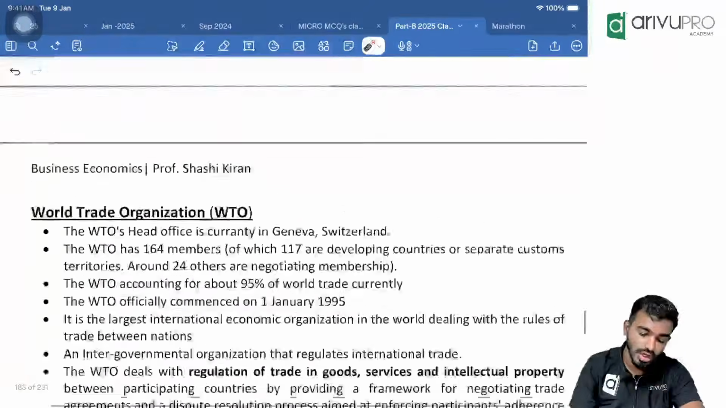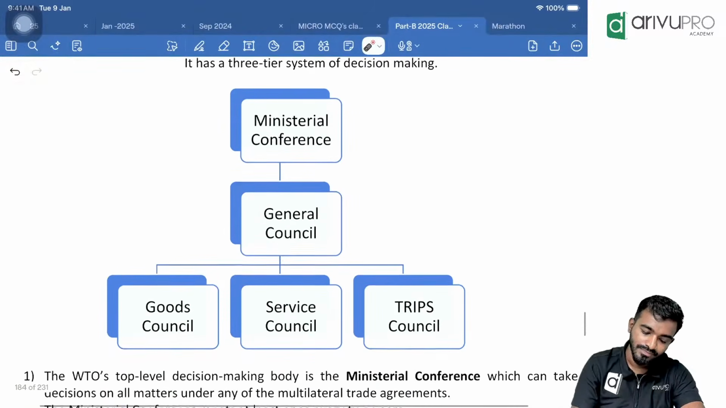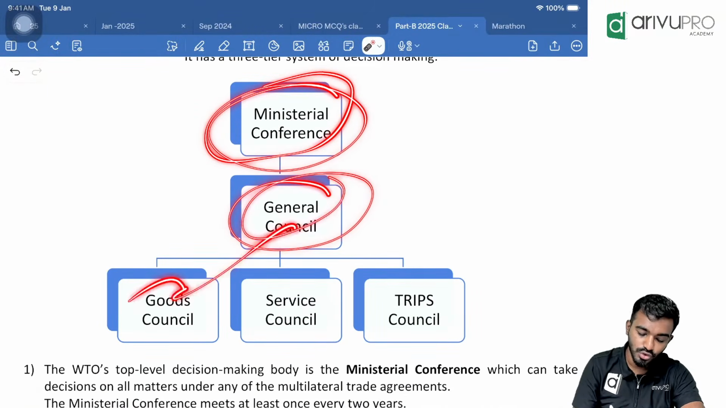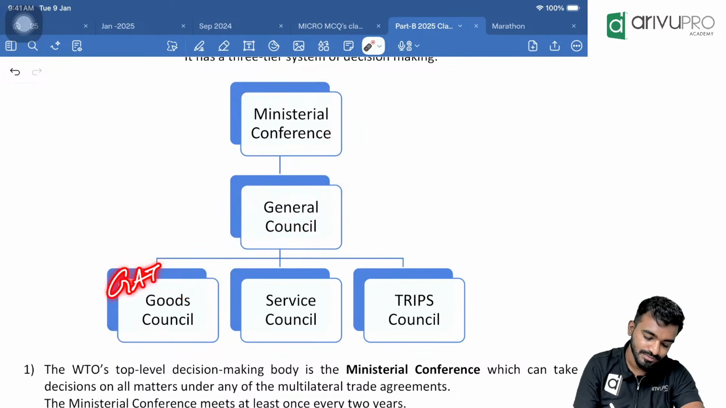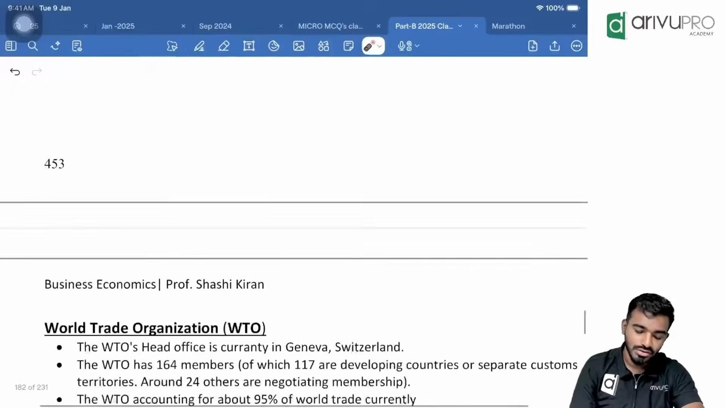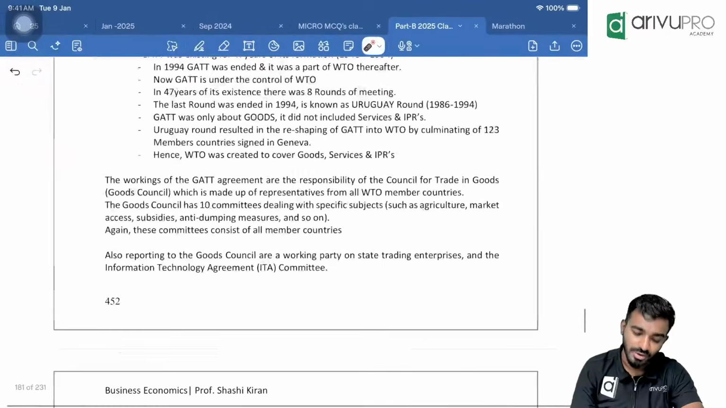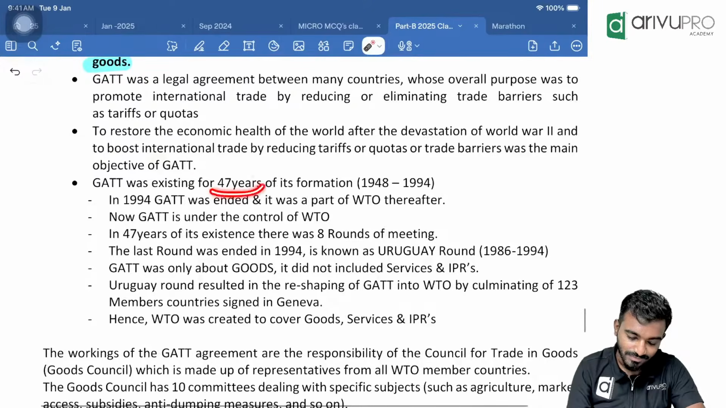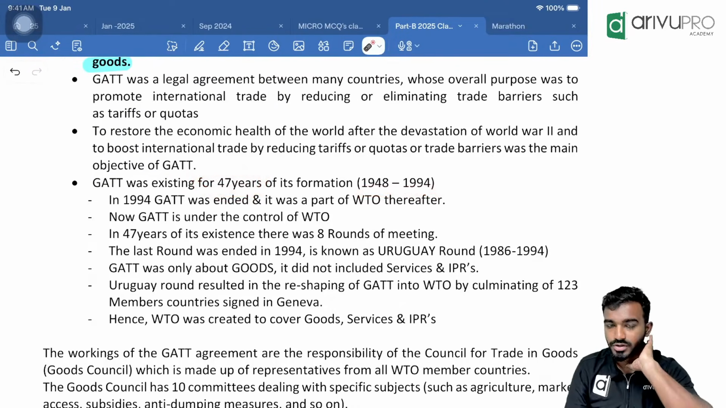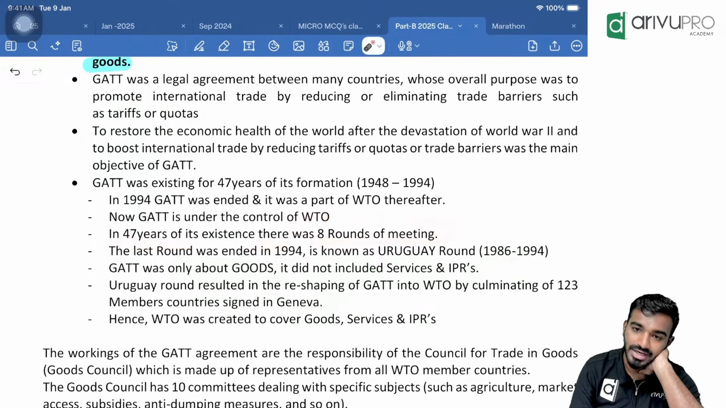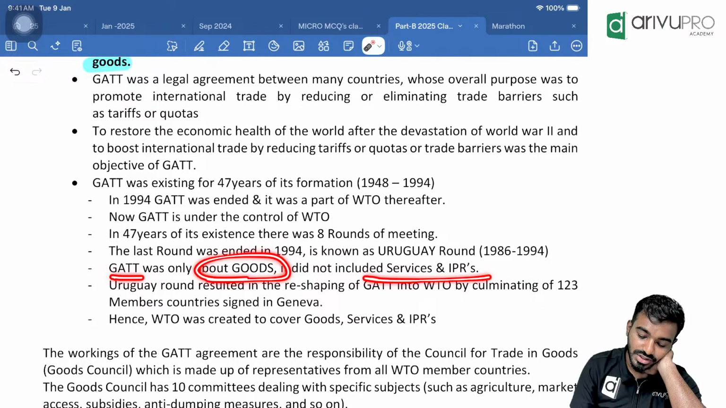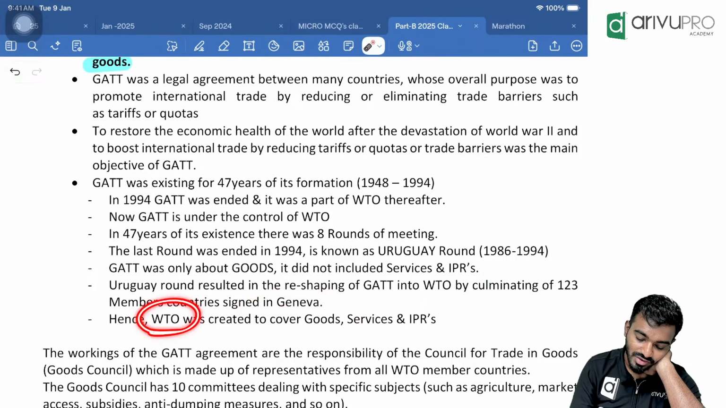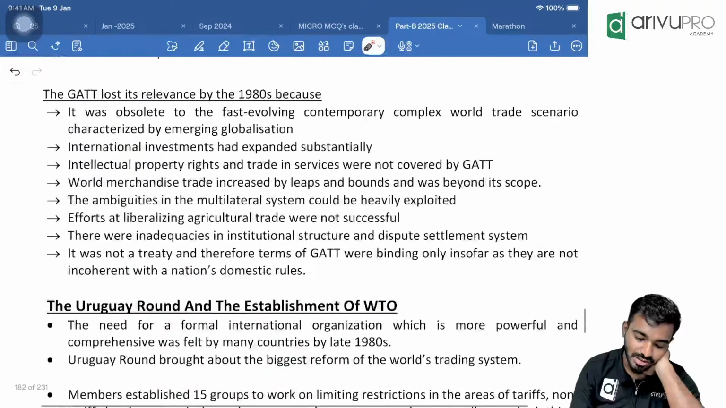Whatever we call the goods council under WTO, this part, see, the ministerial conference at the top level, the general council, this goods council, earlier we used to call it GATT. So GATT existed only for a temporary period, some 47 years, from 1948 to 1994. In its 47 years of existence, there were 8 rounds of meetings. The last, 8th round was the Uruguay Round, which ended in 1994. GATT only covered goods, not services and IPR. The member countries reshaped it, 124 member nations signed in a place called Geneva. Now WTO covers all three: goods, services and intellectual property.